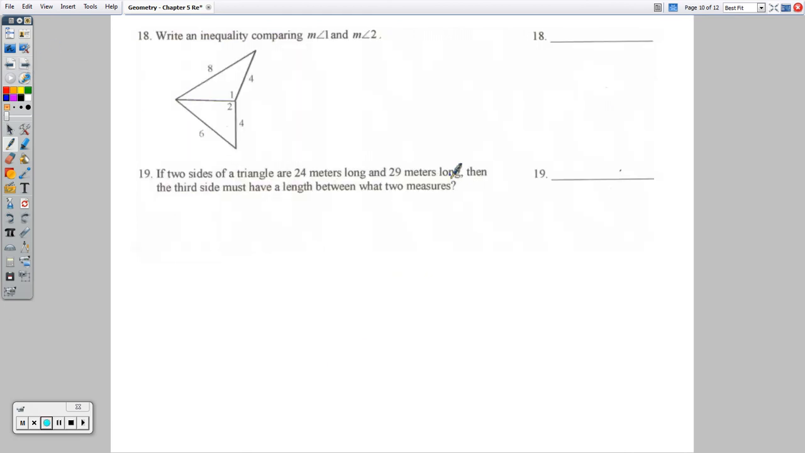Number 18, write an inequality comparing the measure of angle 1 to the measure of angle 2. Well, we have congruent parts of the triangle here, and also here they share that side. So if we look at the side across from 1, that's bigger than the side across from angle 2. So if that's bigger, that means 1, the angle itself, has to be greater than 2. So you could say that, or you could flip that around and say the measure of angle 2 is less than the measure of angle 1.